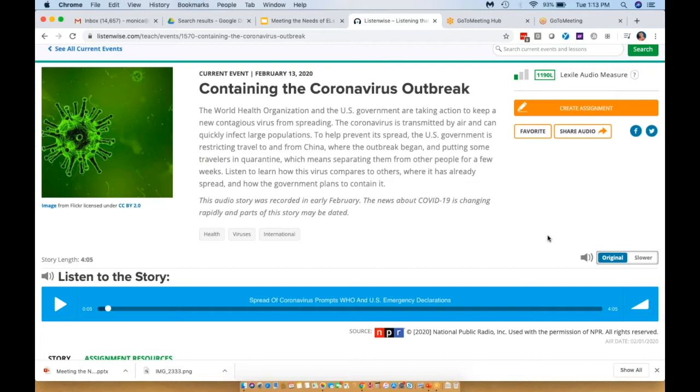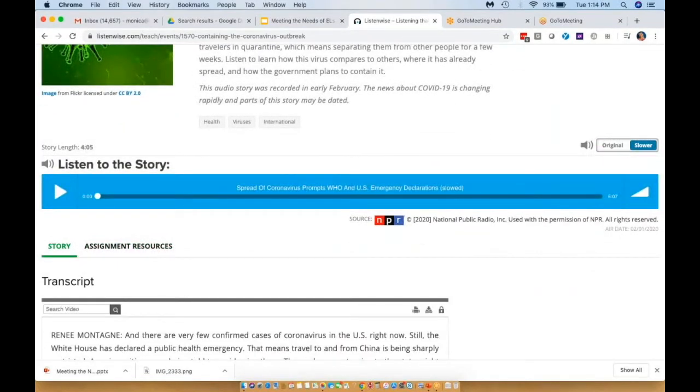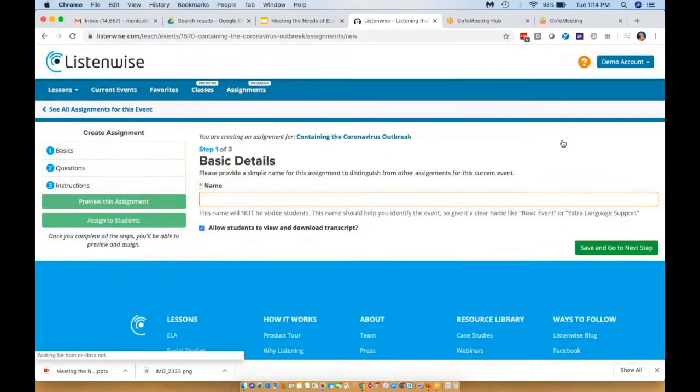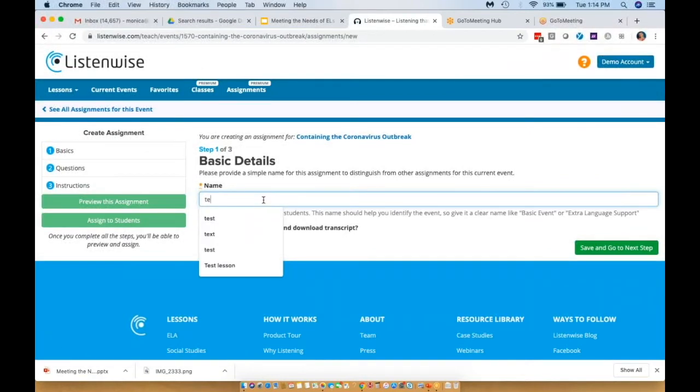So I know for sure she would use the slower button. She would slow down the audio for her students. And she would use a little bit more of the scaffolds. On my side, I would use less because again, my students were a bit of a higher level. And the great thing about the questions you can ask as you go is you can edit them and tailor them to your students.